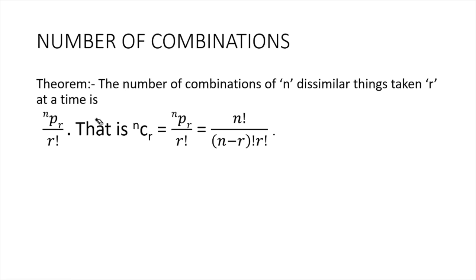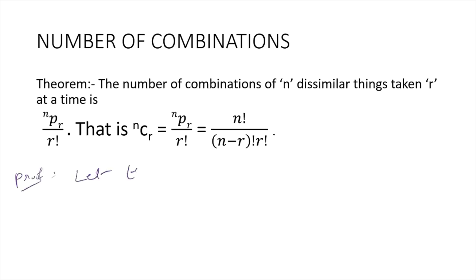So the number of combinations of n dissimilar things taken r at a time is nPr upon r factorial, that is nCr is equal to nPr upon r factorial. But nPr stands for n factorial upon n minus r factorial, therefore nCr turns out to be n factorial upon n minus r factorial times r factorial. So let us try to give the proof of this one.